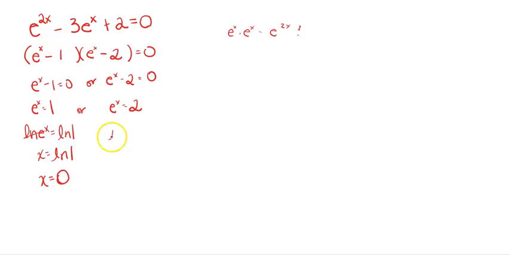Now I need to solve the other one by taking the natural log of e to the x equals the natural log of 2. And again, these cancel each other out using the inverse property of logarithms. And I get x equals natural log of 2. And when I put that in my calculator, x is approximately going to equal 0.693.